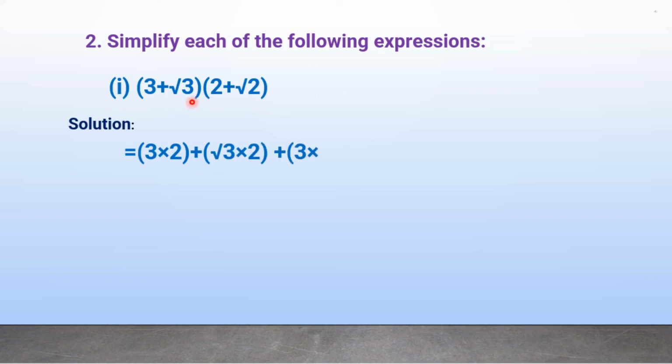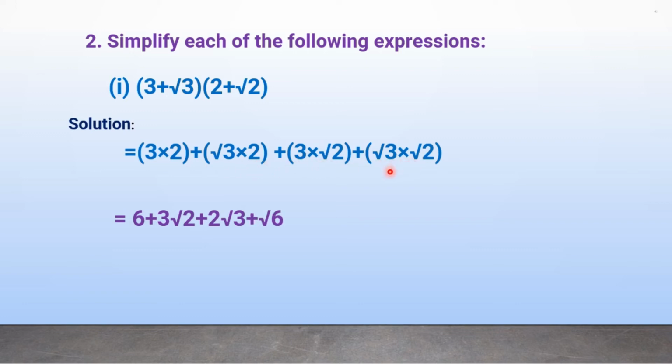3 into √2 plus √3 into 2 plus √3 into √2, which is equal to 3 into 2 is 6, plus √3 into 2, plus 3 into √2, plus √6. That's it. This is the answer. We can't simplify further. Next example.